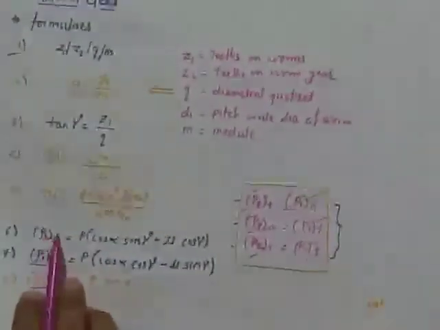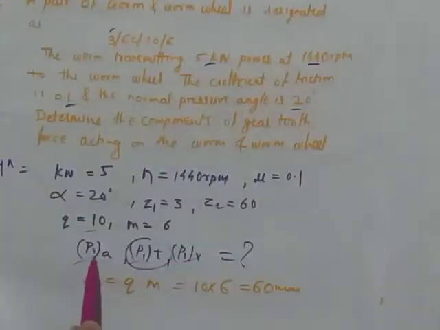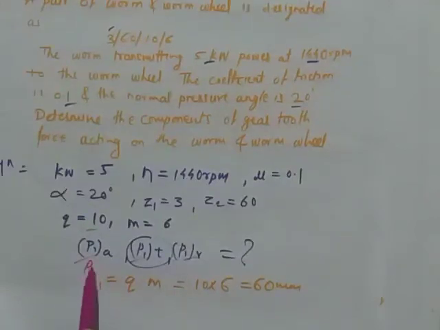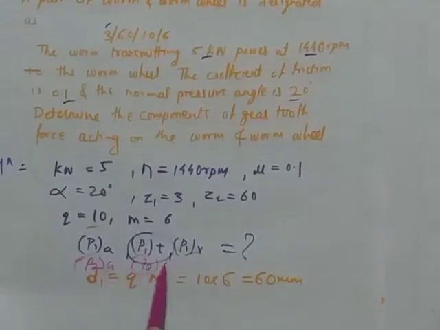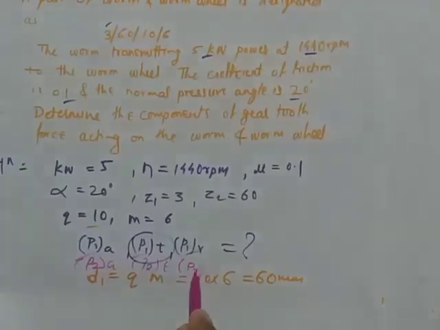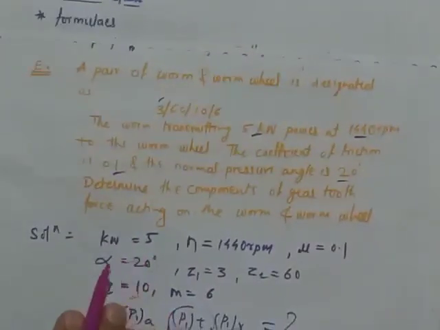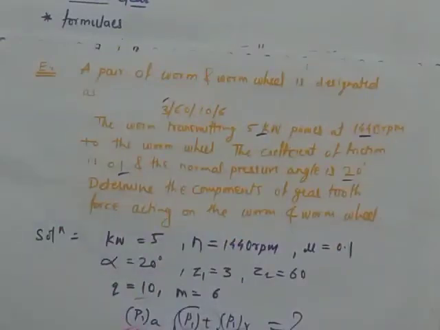So the question was the same: you have to find out all these factors on the worm, whereas on the second, that is P2A, P2T and P2R, all these values we can get in this way. This type of numerical will be asked in examination for at least 6 marks. So very easy numerical. You can also try more unsolved numericals. Thank you for this session.